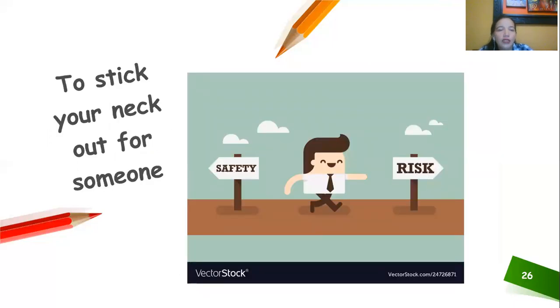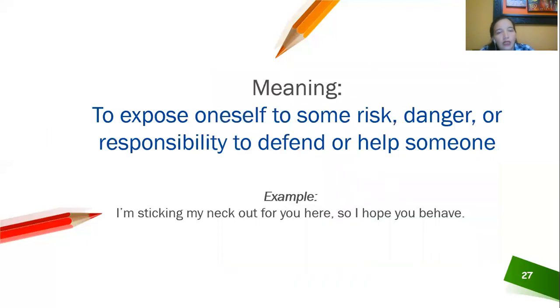The next one, to stick your neck out for someone. If you see here, this man is walking towards risk. So what is to stick your neck out for someone? It's to expose yourself to risk or danger or responsibility to defend or help someone. Especially that happens with friends. If a friend has a problem, I sometimes go and talk to the teacher to defend him. Or maybe I believe in my friend and the teacher doesn't, and so I stick my neck out for my friend. I take a risk, a danger to help my friend. Example, I'm sticking my neck out for you here, so I hope you behave, okay?